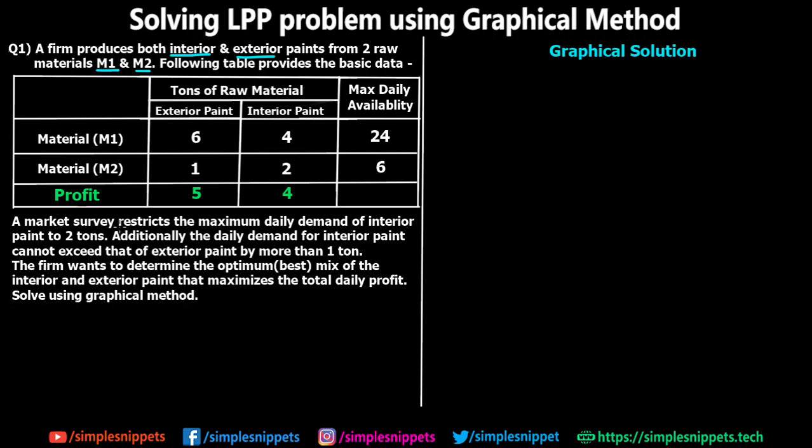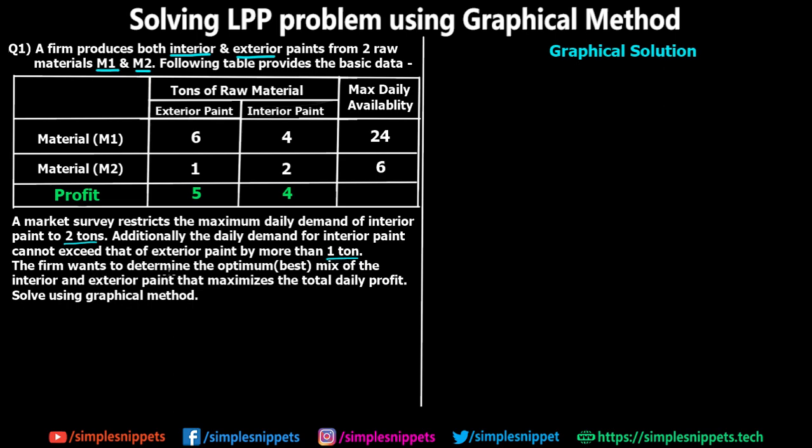Now a market survey restricts the maximum daily demand of interior paints to 2 ton. So in the question, we have our first constraint over here: according to the market survey, there is a restriction of maximum daily demand of interior paints. There are two products, exterior paint and interior paint, and there is a maximum limit of 2 tons on interior paint. Additionally, the daily demand for interior paints cannot exceed that of exterior paint by more than 1 ton. So this is one more constraint which is indirectly given.